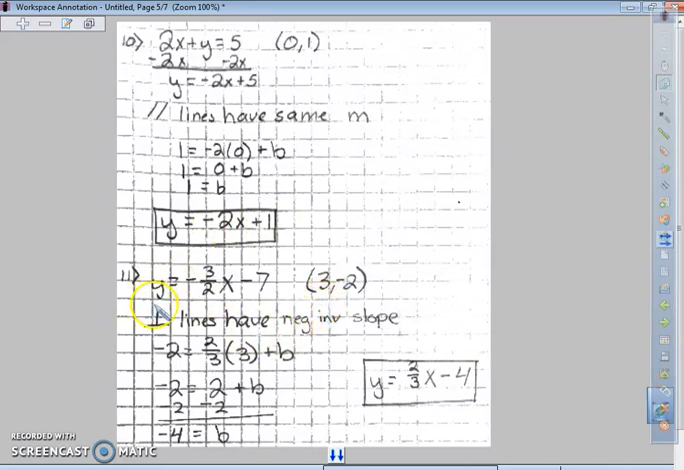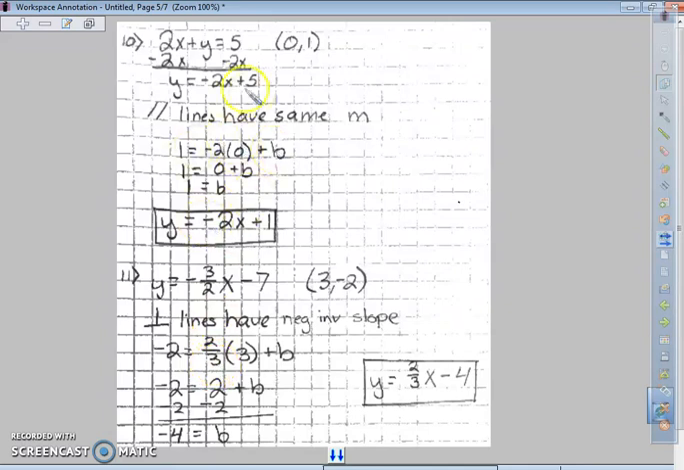All right, number 11 is a little bit different. We're going to start with this formula. It wants to go through this point, but it's the perpendicular. Perpendicular lines have the negative inverse slope, or negative reciprocal. So if we started with negative 3/2, we're going to have a new slope of 2/3.